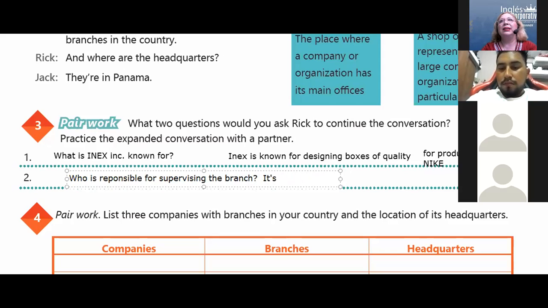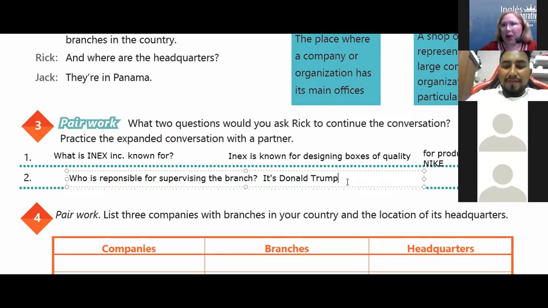Or something more important, something that catches their attention, like a famous name, right? I don't want to get into politics, but let's say it's Donald Trump. Neither for nor against, but it's Donald Trump. Oh, really? Oh my God, wow. So you work for Donald Trump? Great, right? It starts the conversation. So we can say things that are interesting for the people. For example, who is responsible for supervising the branch? My wife is. Is it your wife? Oh, this is interesting, right?